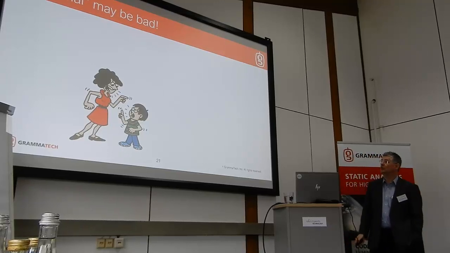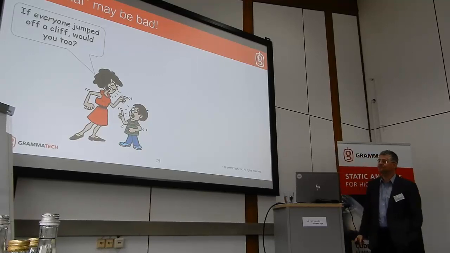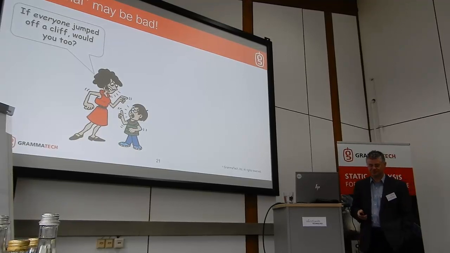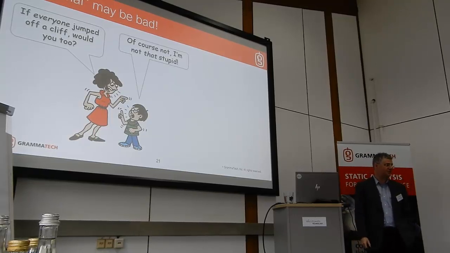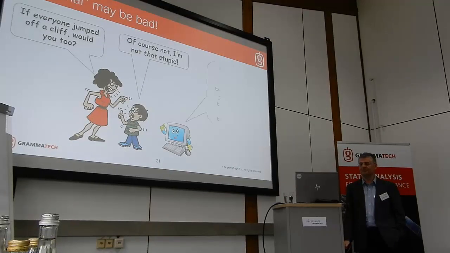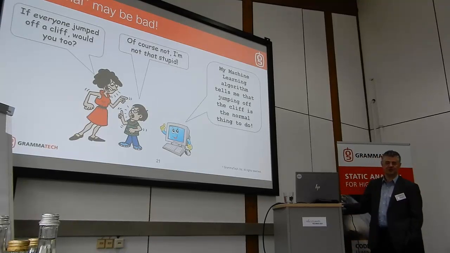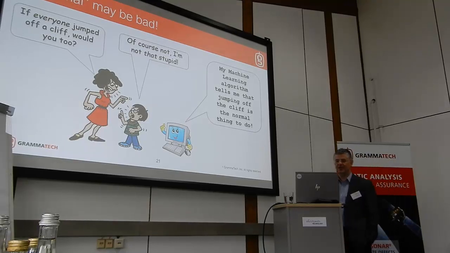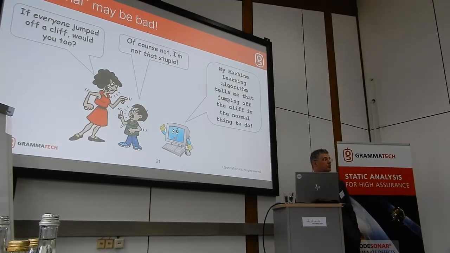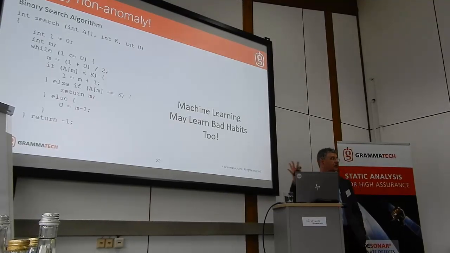And furthermore, normal may be bad. I've had this conversation with my children multiple times. Peer pressure is very strong. So you often exaggerate and say, well, if everybody jumped off the cliff, would you do it too? And of course their answer is, well, of course not, I'm not that stupid. But a computer that's doing machine learning saying, well, jumping off the cliff, if everybody does it, then it's the completely normal thing to do, so I'm going to do it. So yes, it's true that normal may be bad. And my last example is a good illustration of that.